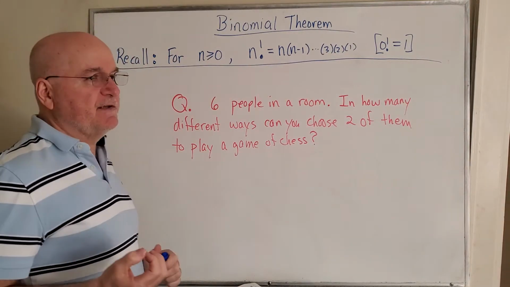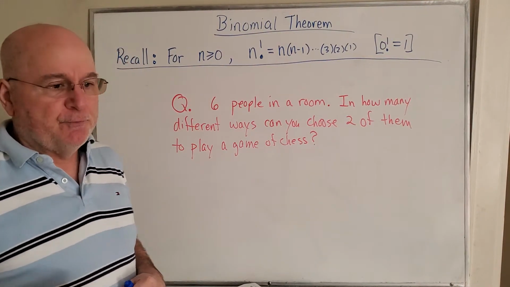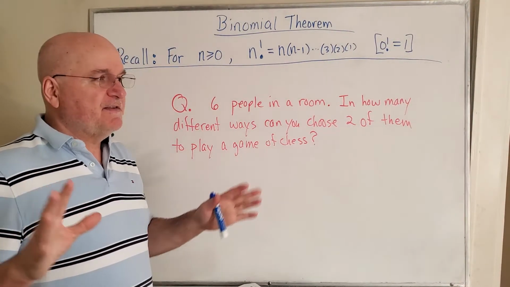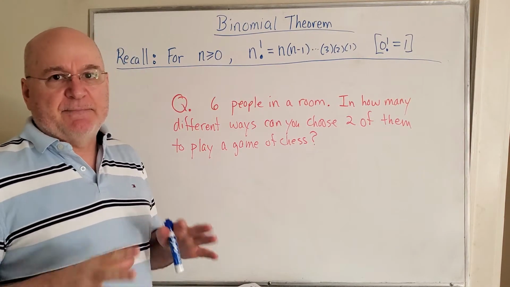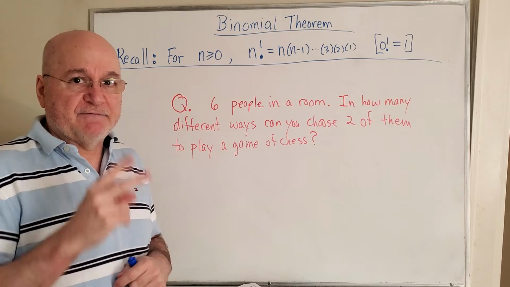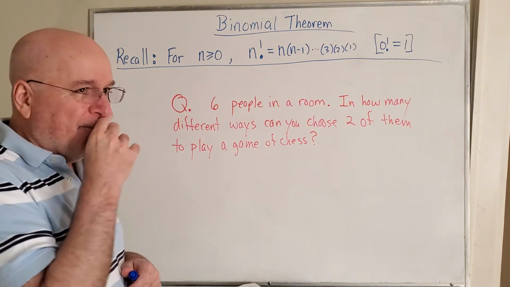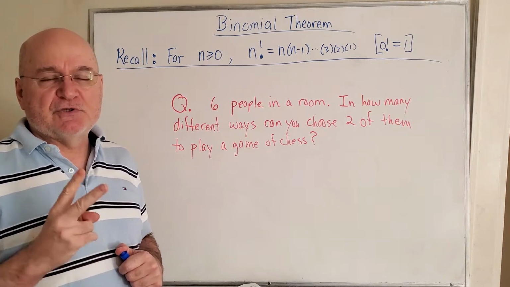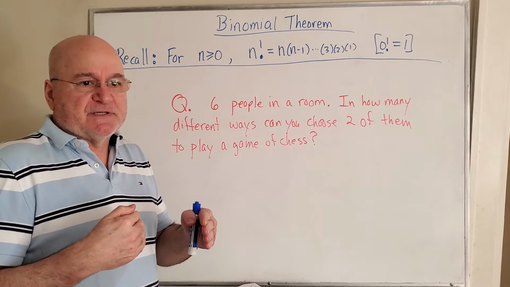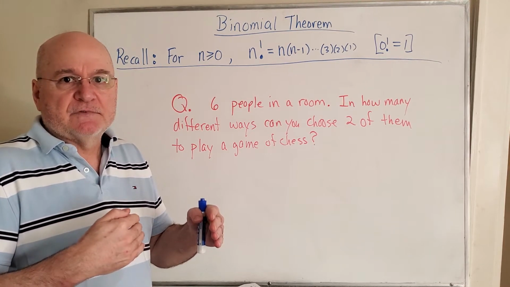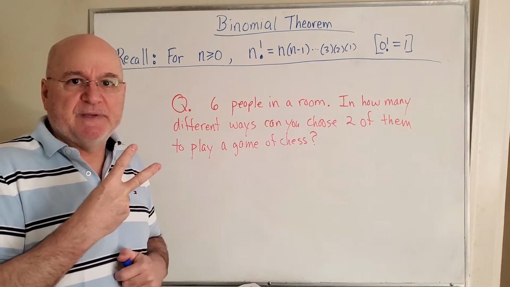Well, suppose you had 6 people in a room and 1 chessboard, only enough time to play 1 game of chess. Among the 6 people, you have to choose 2 to play that game of chess. How many different ways are there that you could choose those 2 people? Now remember, if you choose person A and person B, order doesn't matter. So if you choose A and B, that's the same as choosing B and A. It's the same 2 people.